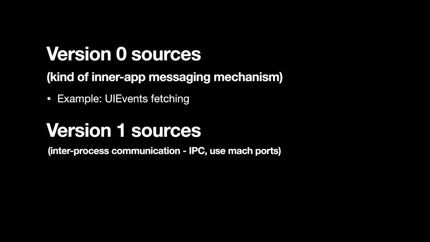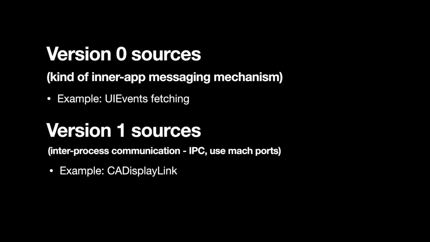Version 1 source is managed by the kernel. The sources use Mach ports to signal when the sources are ready to fire. The source is automatically signaled by the kernel when a message arrives on the source's Mach port. Mach ports are primarily a mechanism for inter-process communication, or IPC, within the macOS and iOS operating systems. They allow processes, and our app is one of them, to send messages and data between each other.